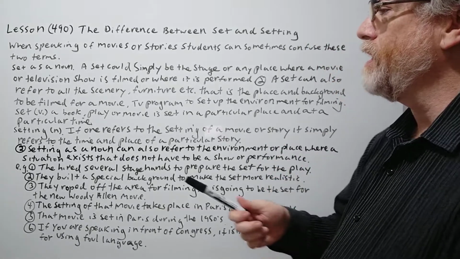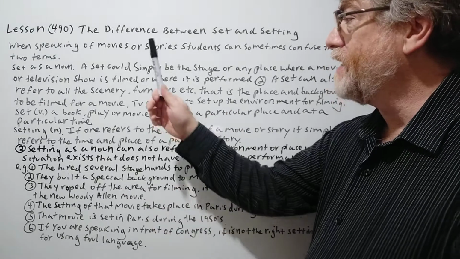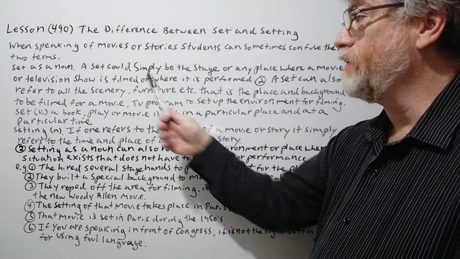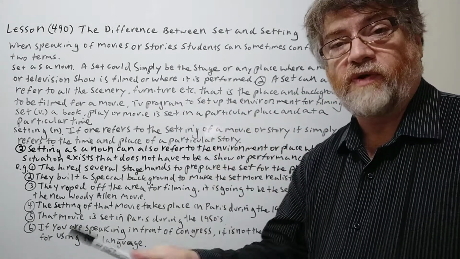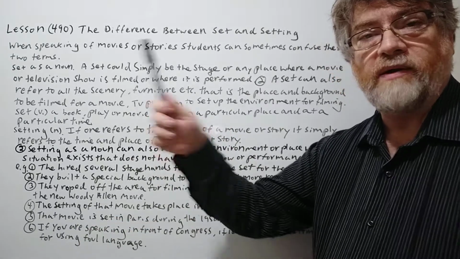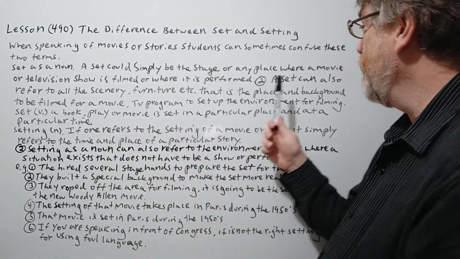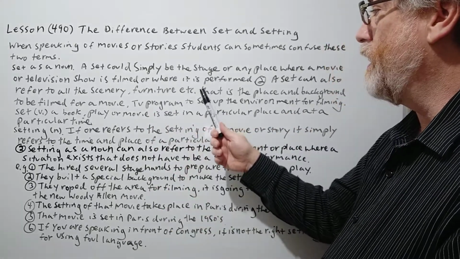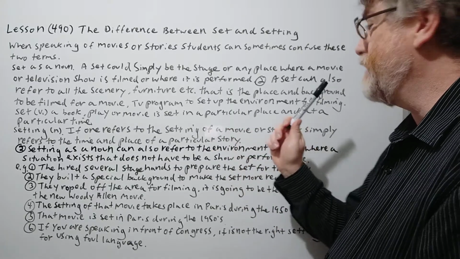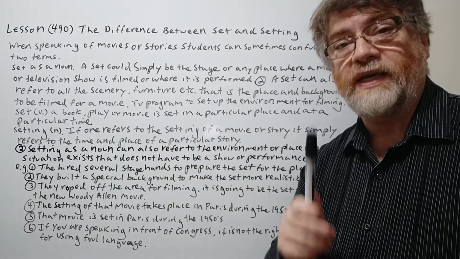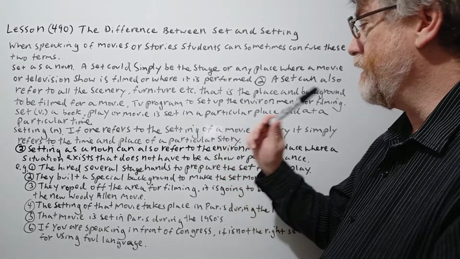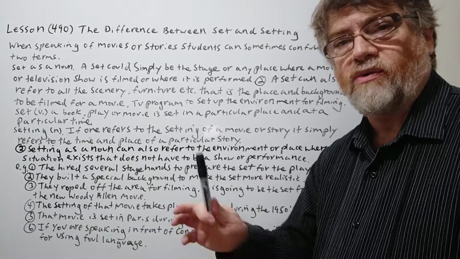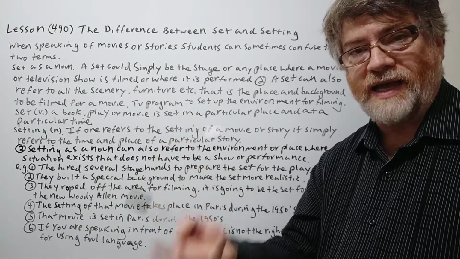Let's look at it. So, as a noun, a set could simply be the stage, or any place where a movie or television show is being filmed or performed. So it's actually the place where it is being filmed, especially a stage. A set can also refer to the scenery, furniture, etc., that is the place and background to be filmed in a movie or TV program, or to set up the environment for filming. So it could literally be the place, or it could be what you're setting up inside there.